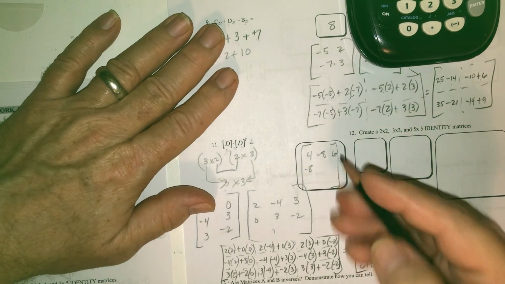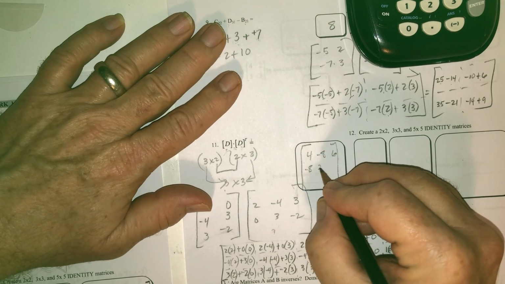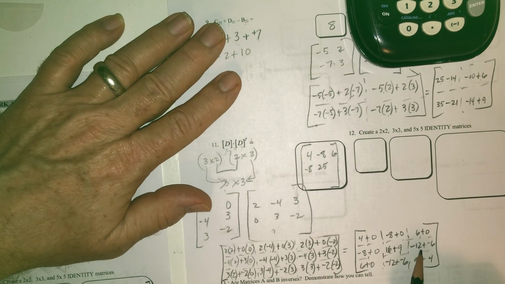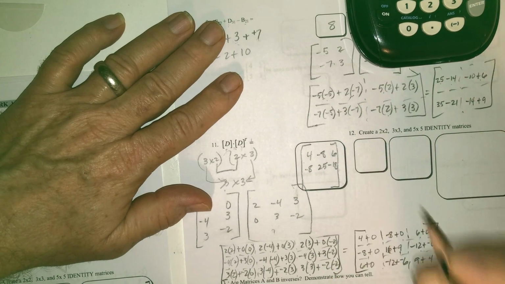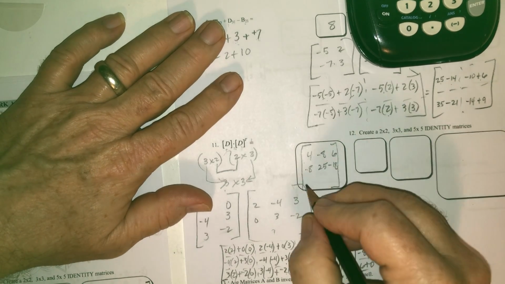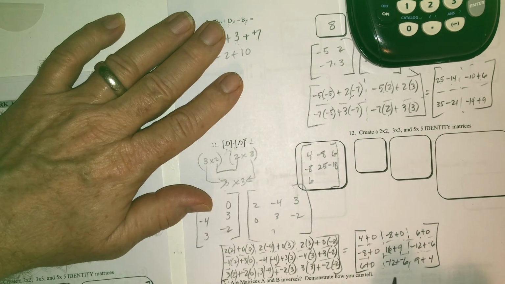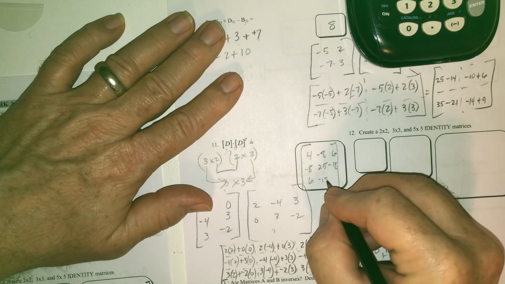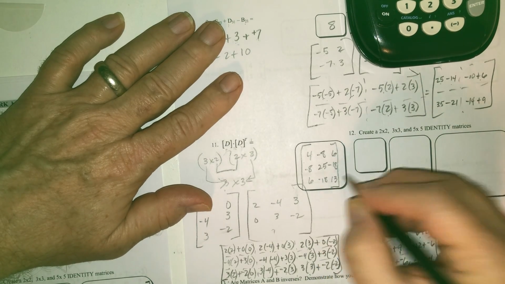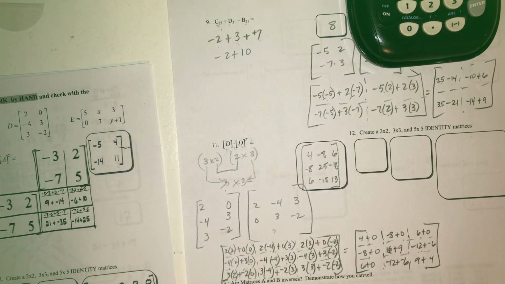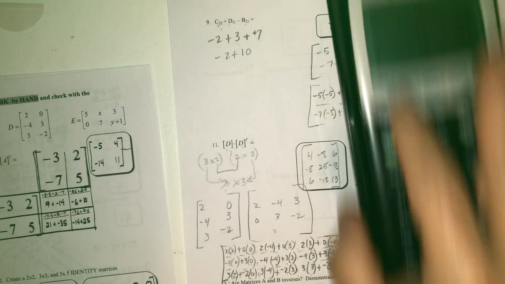And 16 plus 9, that's 25. And then negative 12 plus negative 6 is negative 18. And that would be 6 for the row 3, column 1 entry, negative 18 for row 3, column 2, and positive 13 would be row 3, column 3 entry. Okay, and now you can check that with the calculator.